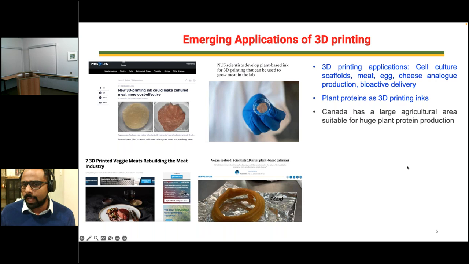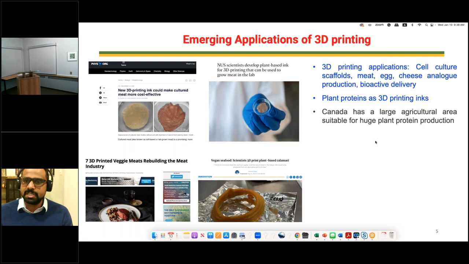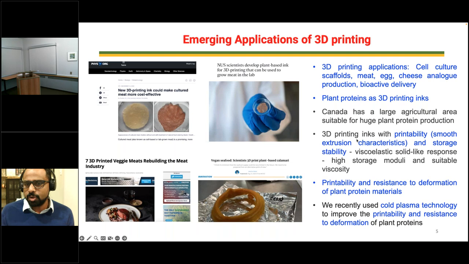So plant proteins are good candidates for 3D printing. We know that Canada has a large agriculture area, and we produce a lot of plant proteins, like pulse proteins. But when we talk about 3D printing of plant proteins or any other material, there are a couple of important properties. The first is the printability. Especially with extrusion 3D printing, we should be able to extrude that product through the 3D printing nozzle.